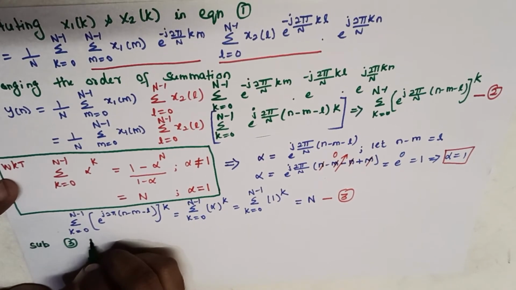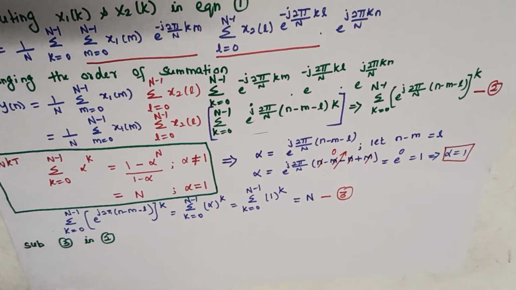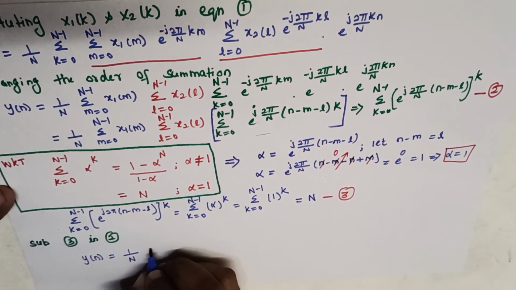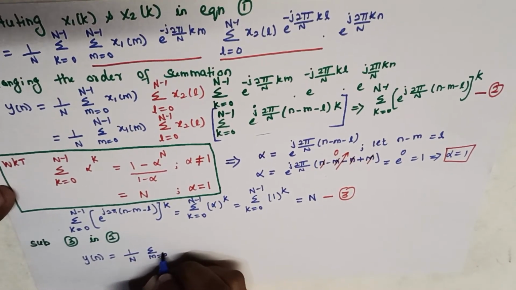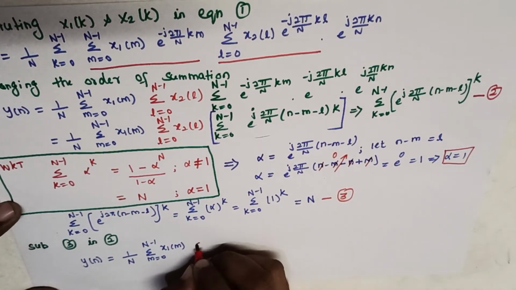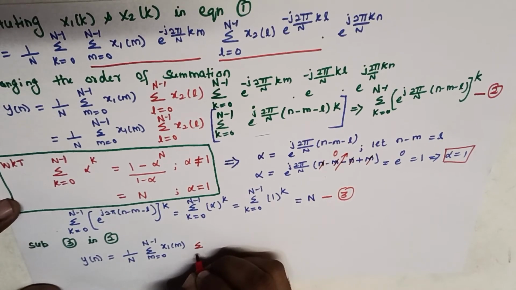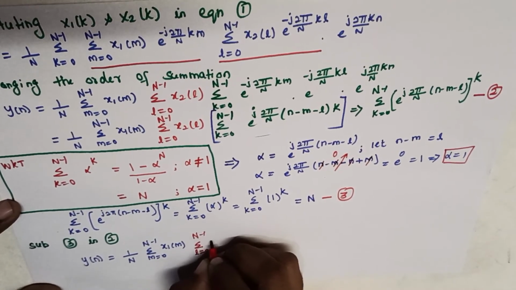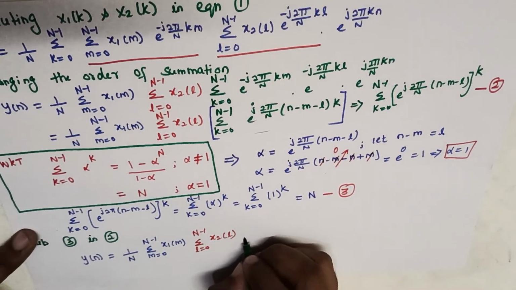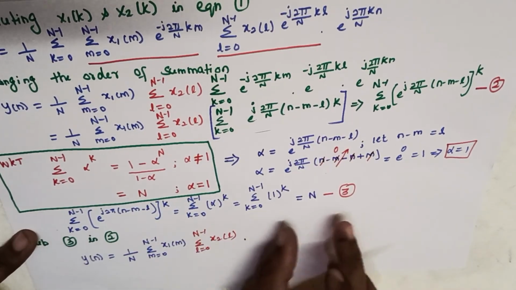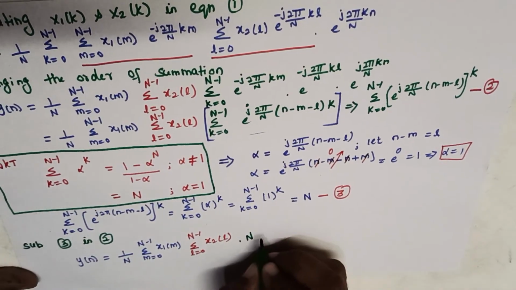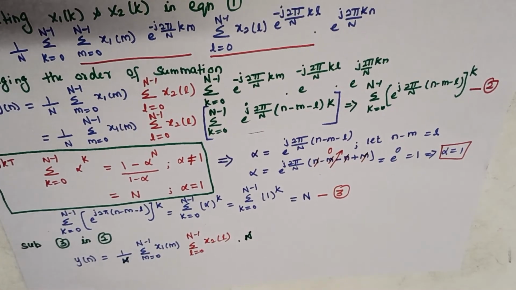What we'll get is y of n is equal to 1 by n summation m is equal to 0 to n minus 1 x1 of m, it will be as such, summation l is equal to 0 to n minus 1 x2 of l, into this entire summation has now been reduced to n. So I can take it as n. Now this n and this n will get cancelled.